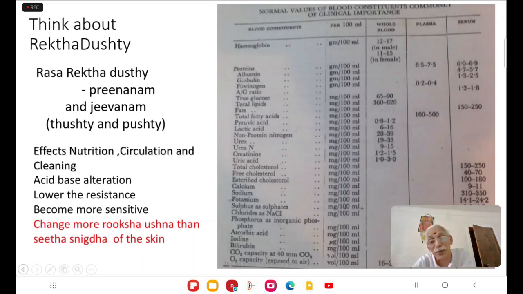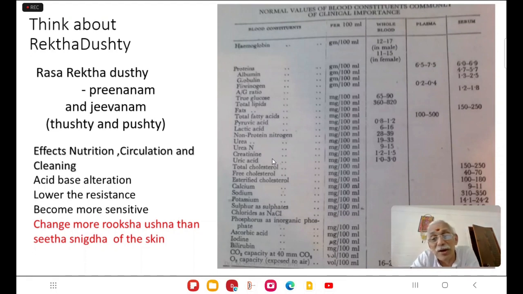It affects the whole body. Here I tell you one thing. Suppose this uric acid, normally up to 3, we can call it normal. But when the uric acid is increased in the body, why does the uric acid increase in the body?